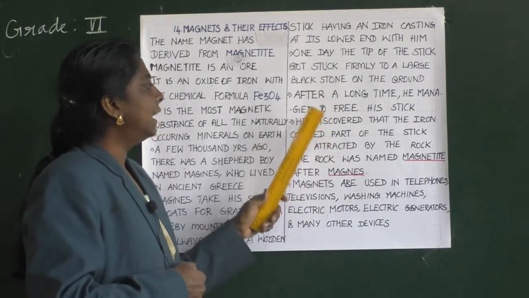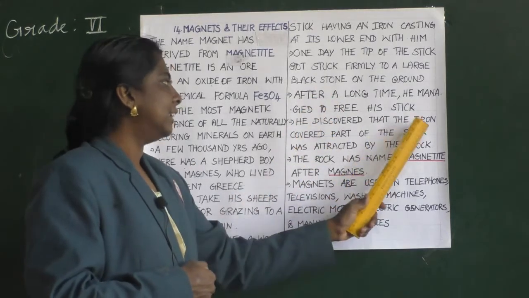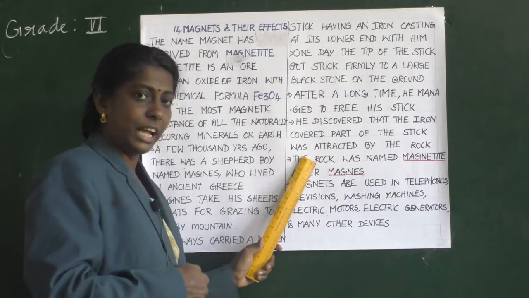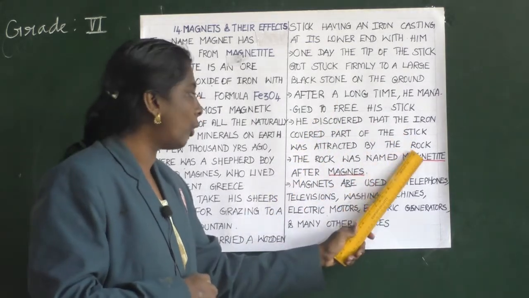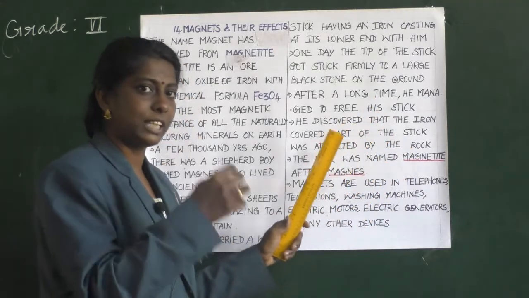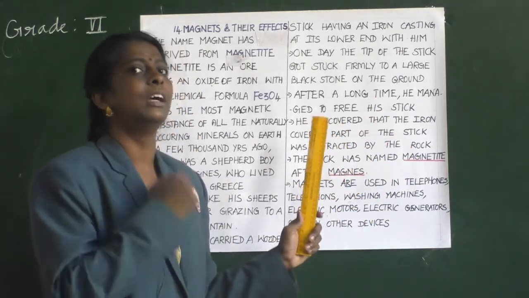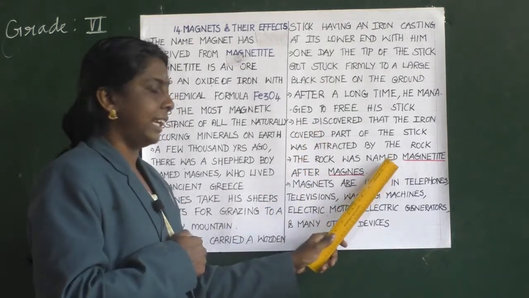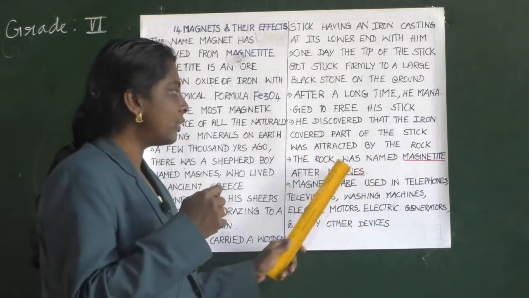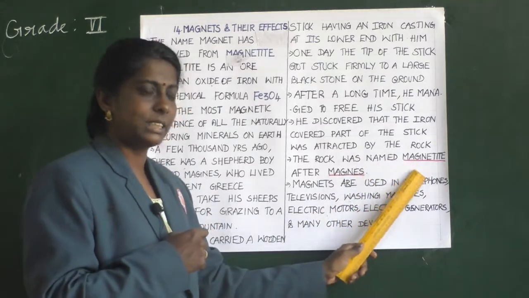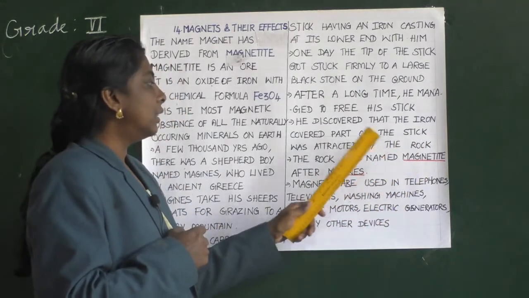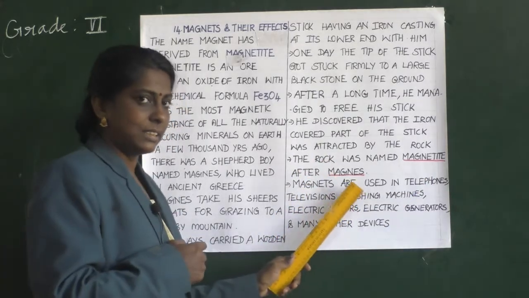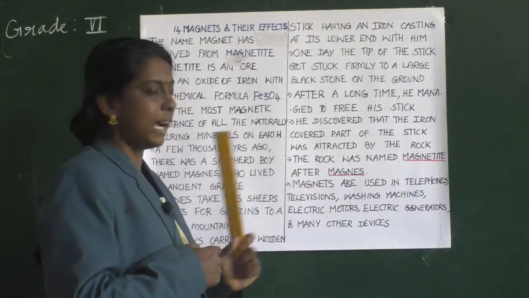Then, he discovered that the iron covered part of the stick was attracted by the rock. It was attracted by one specific rock. The rock was named magnetite after this person named Magnes.